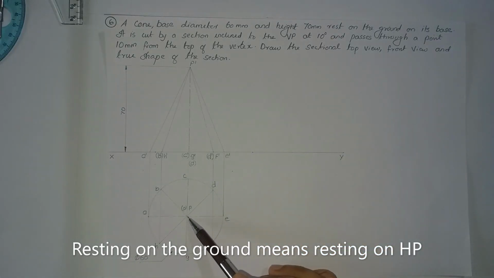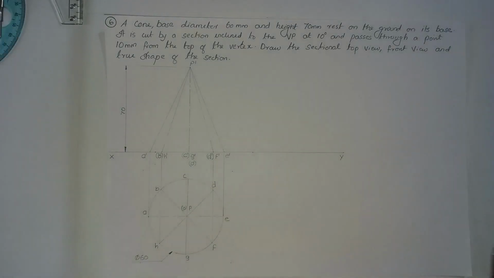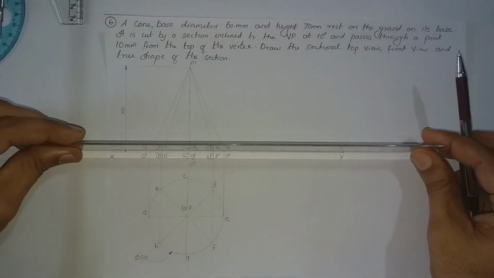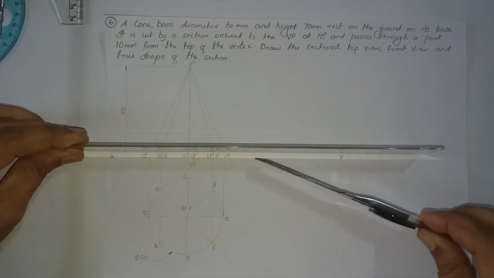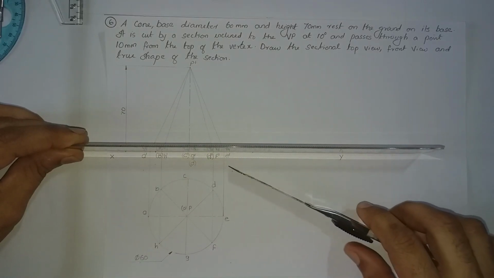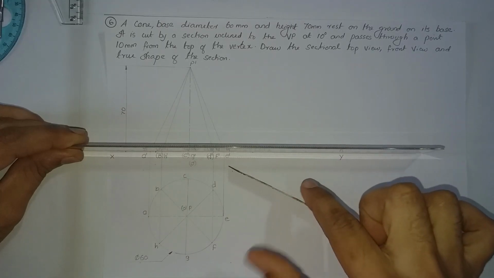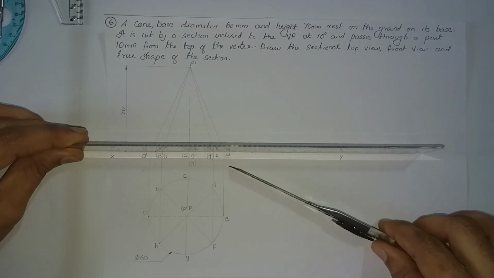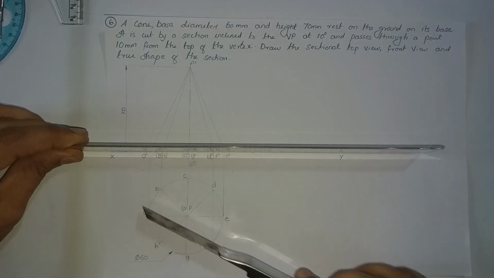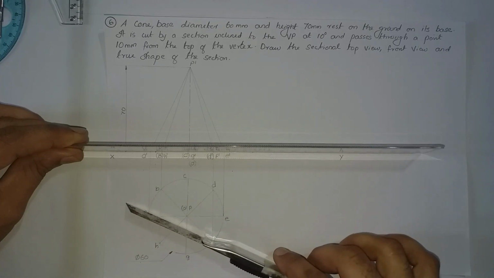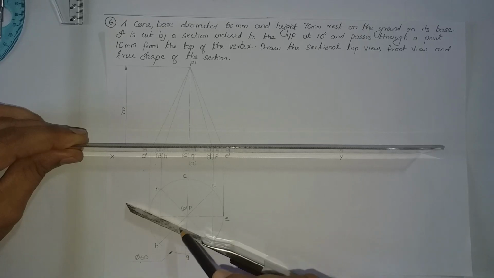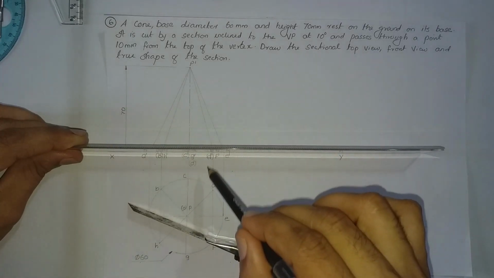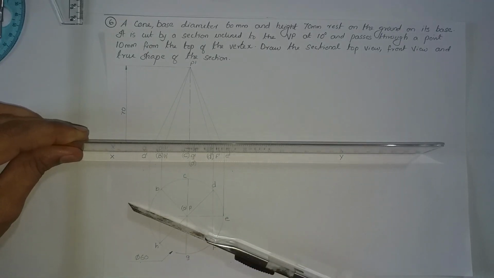So this is the top vertex, which is P, and let us consider this ruler as the VP. Our section plane has an inclination of 10 degrees with respect to the vertical plane. So this angle is 10 degrees. Where is this section plane located? It is located at a distance of 10 mm from the top of the vertex. So this is the vertex P. The distance of the section plane from the vertex is 10 mm, and this angle is 10 degrees. Now let us construct the section plane.